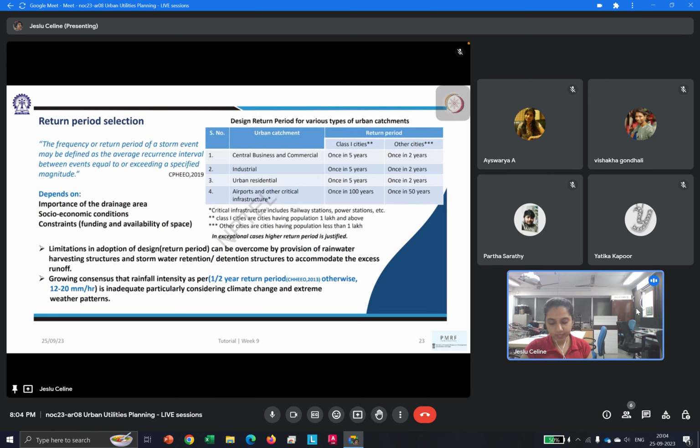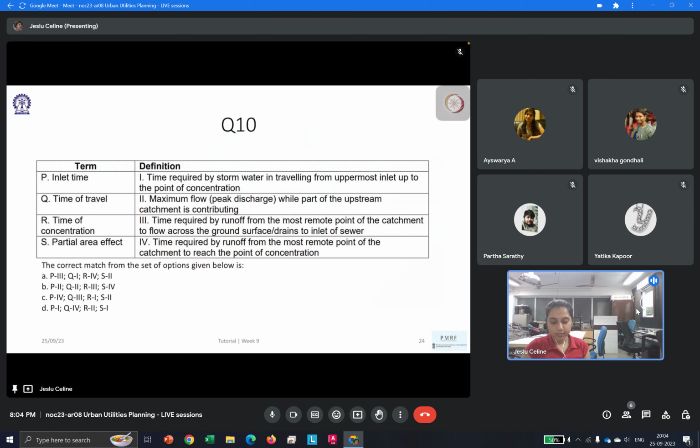So this is what we had discussed, return period selection. Social importance of drainage area, socio-economic conditions and constraints, and yes, that's it. Okay, let's proceed to the next question, Question 10. It's a match the following. We need to match inlet time, travel time, time of concentration, and partial area effect. So these are the things which are asked.